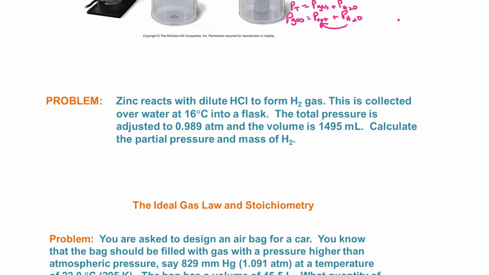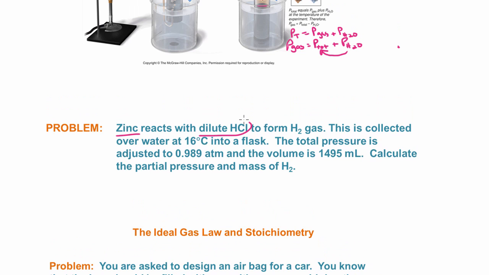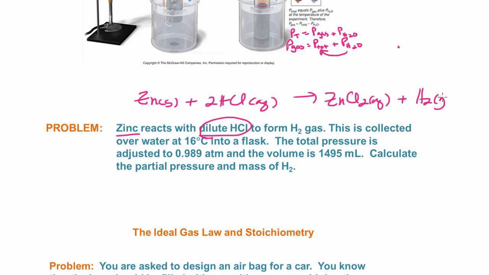Let's do a little problem here. We have zinc reacting with hydrochloric acid, and we already know that when solid zinc reacts with hydrochloric acid, we get some zinc chloride, but it also produces hydrogen gas. All right, so we run the reaction and we can collect the gas over water. In this case, the reaction is run at 16 degrees Celsius. The total pressure is adjusted to 0.989 atmosphere.